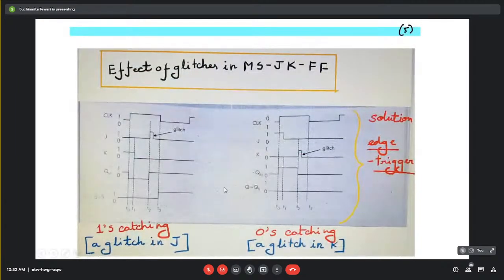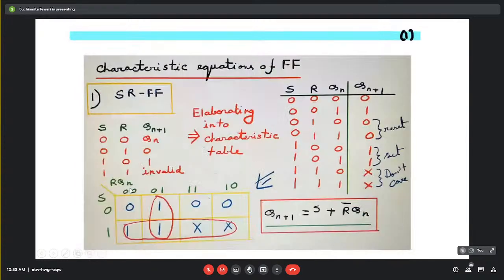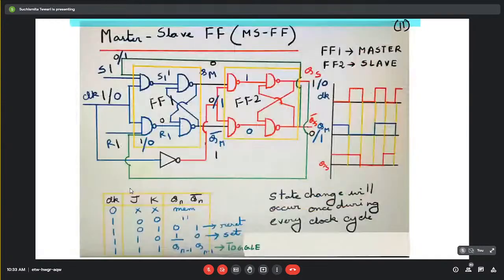This is something called one's catching and zero's catching. Let us consider this waveform first. This is a JK flip-flop and this is the output of the master and this is the output of the slave. Okay, master and slave, I forgot to mention that.